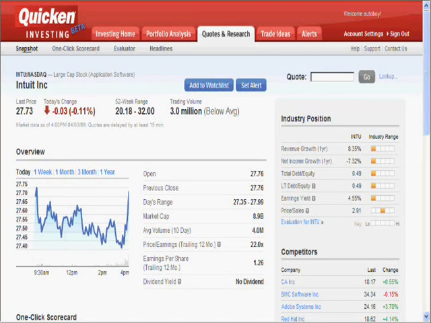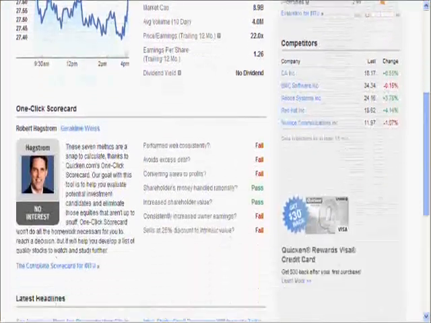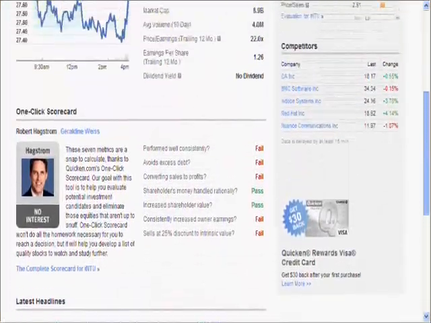Once you have your account, you will be able to access the quotes and research information. The first page that appears is the information for Intuit, which, as I said, is the company that makes Quicken products and runs this website. If you are interested in Intuit, spend some time reviewing this page.